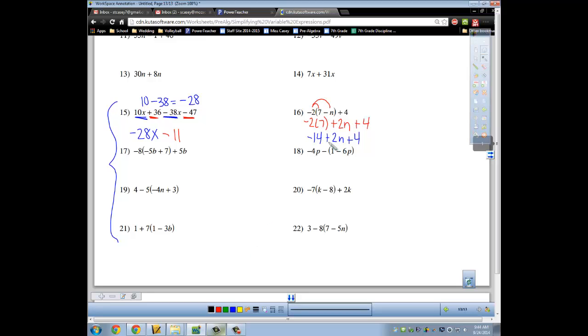Now I have some like terms I can put together. There's no other n, so I have 2n. And then I have a negative 14 plus 4, which is a negative 10. Number 17, negative 8 times a negative 5b. Negative times a negative is a positive, so 40b. Then I have a negative 8 times a positive 7, which is negative 56. And then bring down the plus 5b. Combine my like terms, 40b plus 5b is 45b. And then bring down this minus 56.